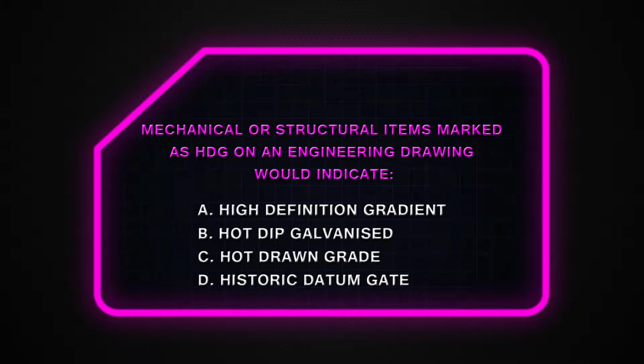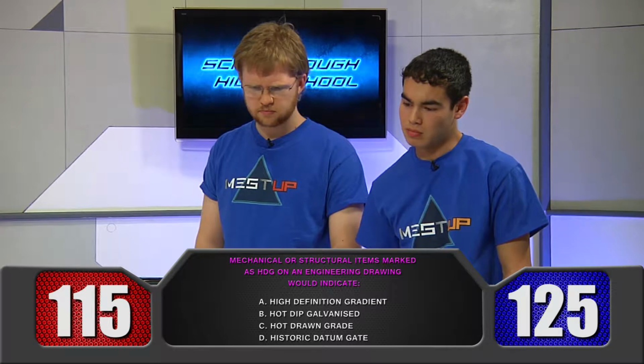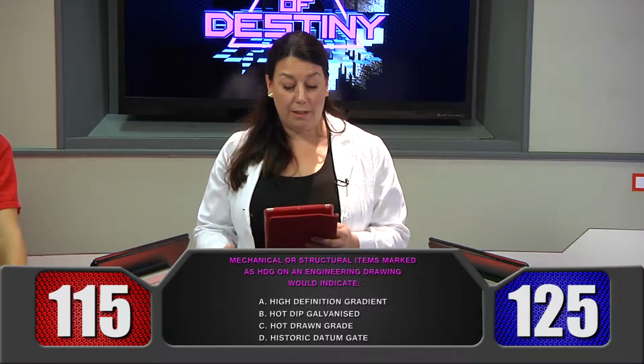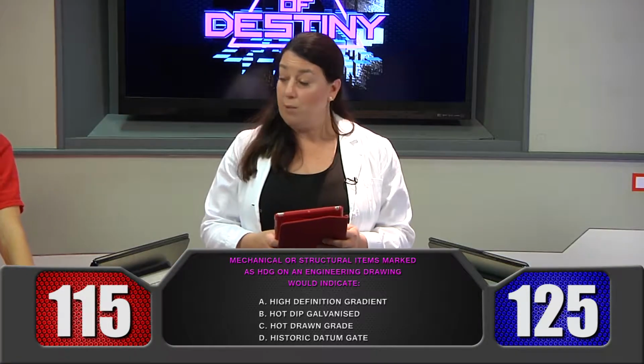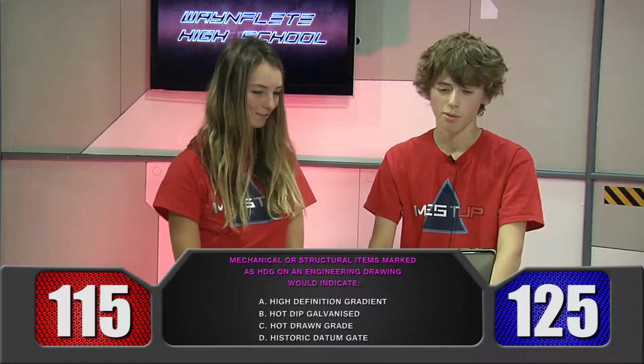Starting at 25. Mechanical or structural items marked as HDG on an engineering drawing would indicate which of the following? Blue team, A. Incorrect. C. Red team, C. Incorrect. The correct answer is B. Hot dip galvanized. And so red team, we're back to you. Your choice. Science for 15.